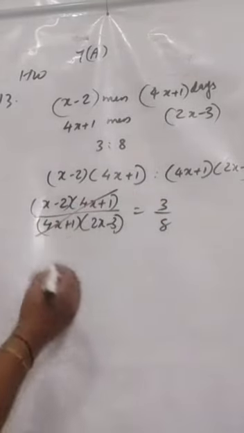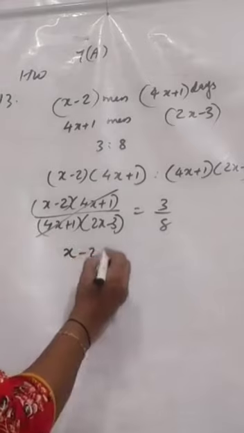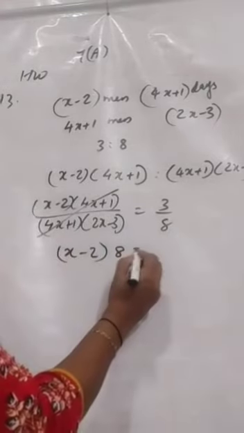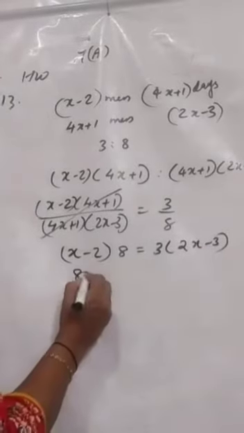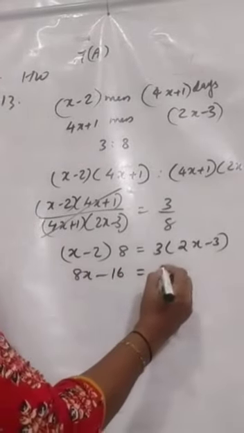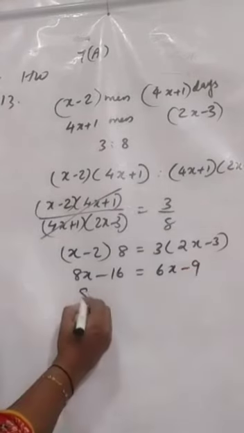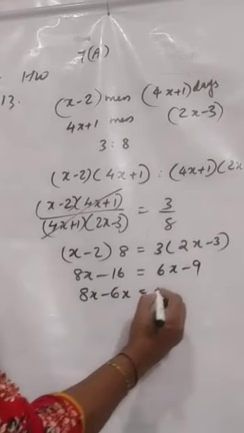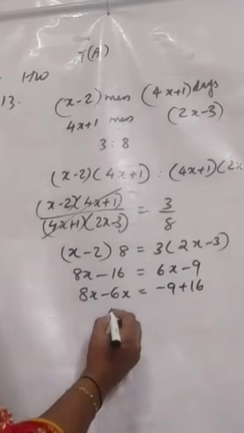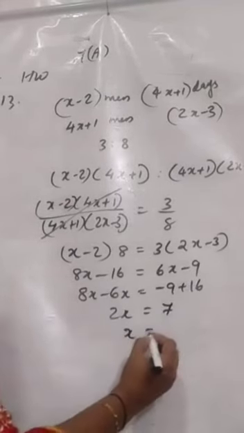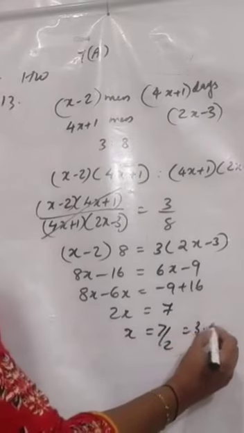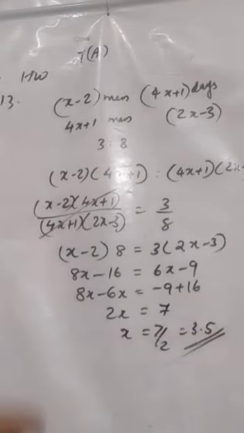Here common factors we can cancel. x minus 2 into 8 is equal to, cross multiply, 3 into 2x minus 3. That is 8x minus 16 equal 6x minus 9, or 8x minus 6x is minus 9 plus 16. 2x equal to 7, or x equal to 7 by 2, 3.5. This is the solution. Next is question number 14.